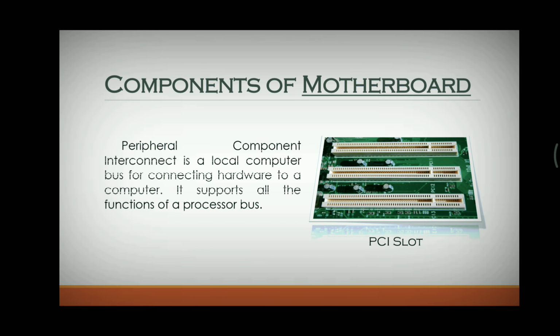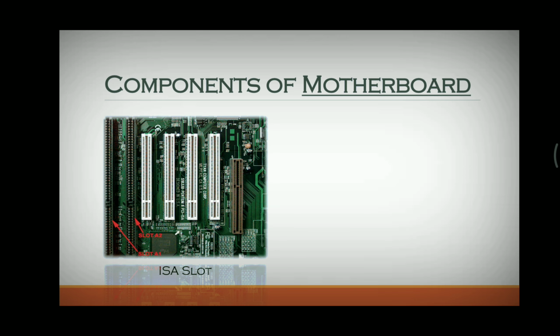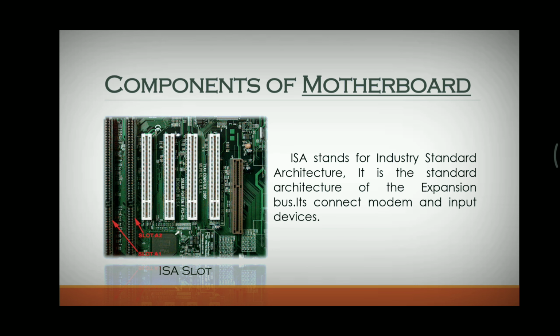PCI slot. Peripheral Component Interconnect is a local computer bus for connecting hardware to a computer. It supports all the functions of a processor bus. ISA slot. ISA stands for Industry Standard Architecture. It is the standard architecture of the expansion bus. It connects modem and input devices.